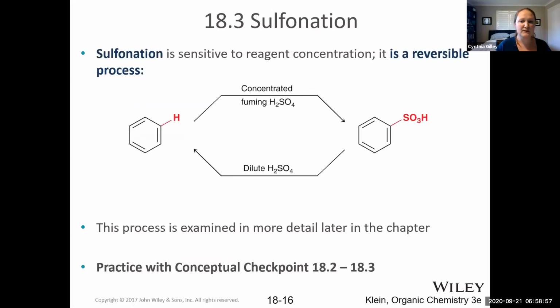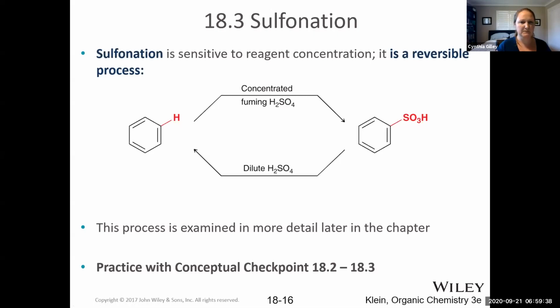As I mentioned before, the sulfonation reaction is reversible. If we use a very concentrated fuming sulfuric acid solution, it favors introduction of the sulfonyl group, or it favors the forward direction. And if we use a dilute water solution, it actually favors the reverse direction. So we are able in this way to add and remove it. So we can think of it as a blocking group or a protecting group for this hydrogen. And again, the implications and the importance of that will come more into play when we start talking about synthesis later in the chapter.